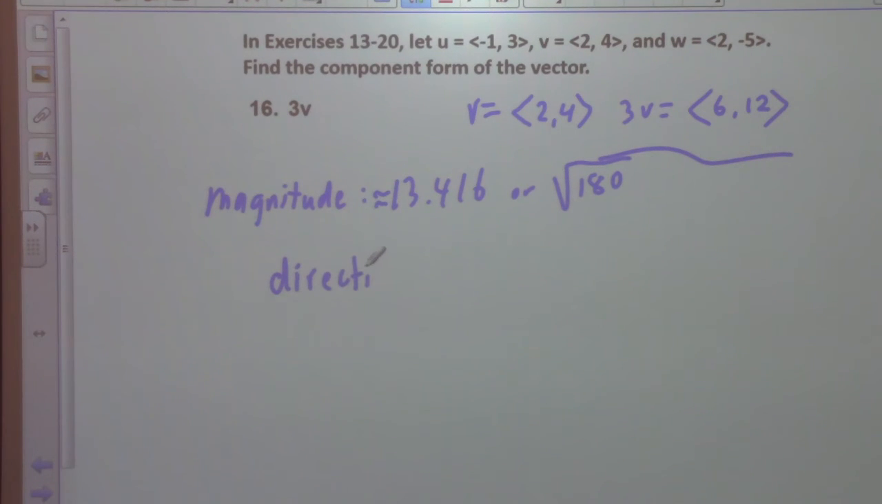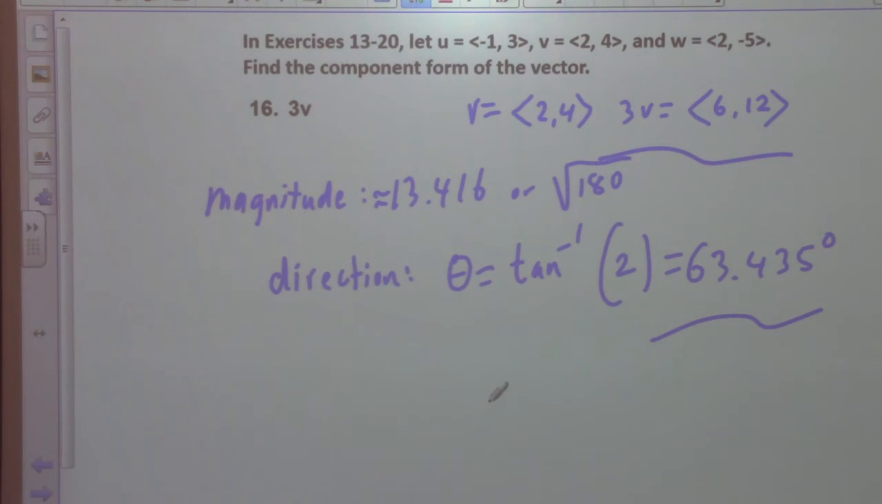Okay, what about our direction? Theta equals inverse tan of 12 over 6. Okay, so theta is approximately 63.435. Questions on that one? Okay, good. I'll choose somebody for 17 in a minute.